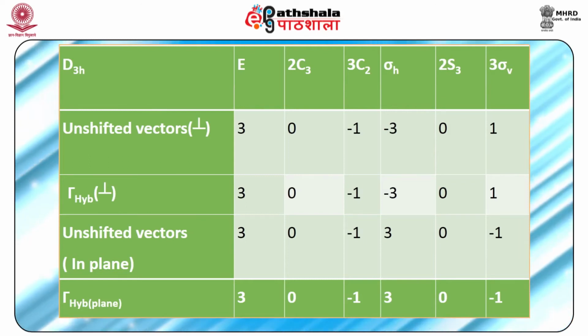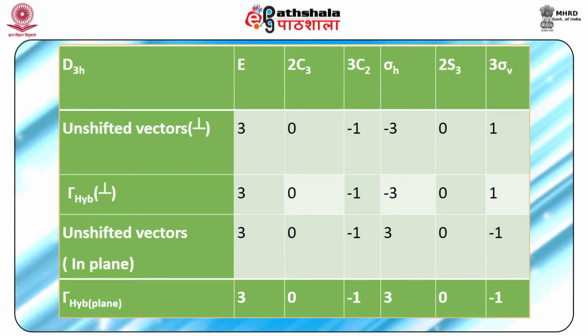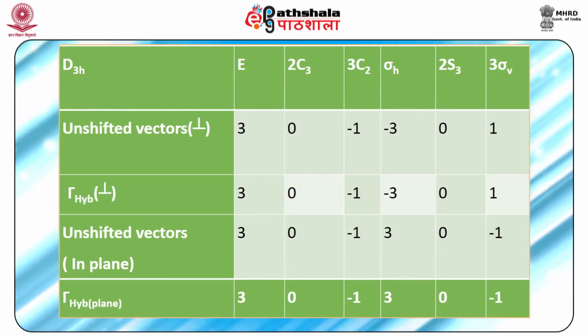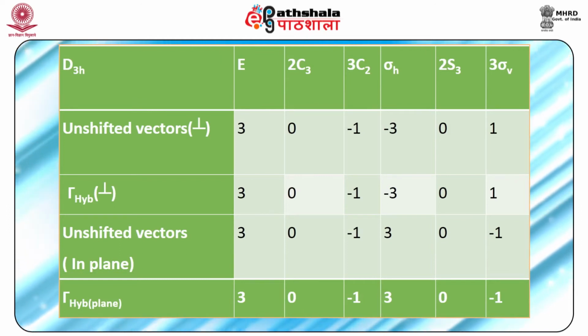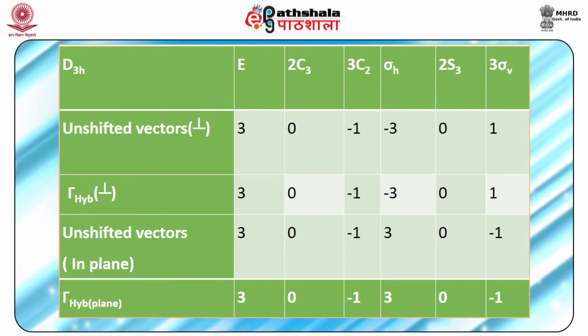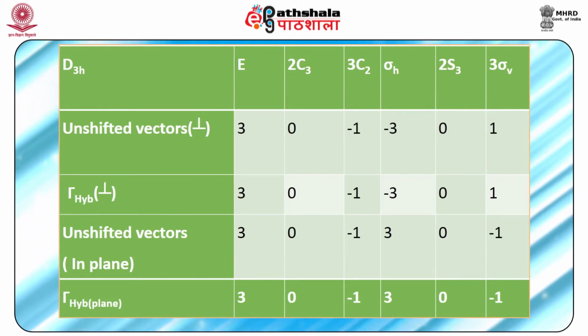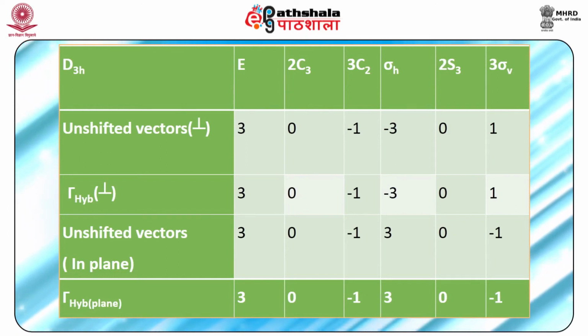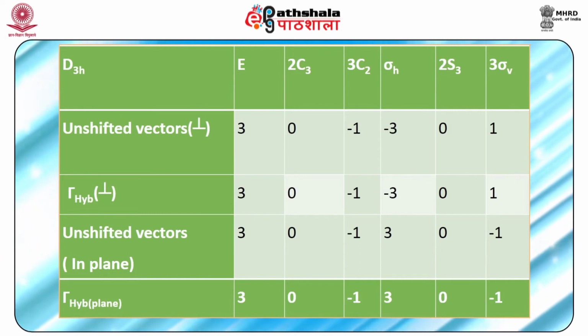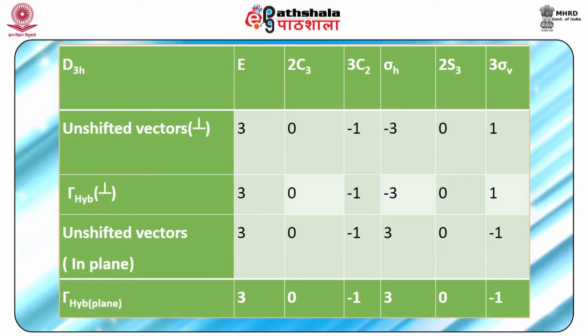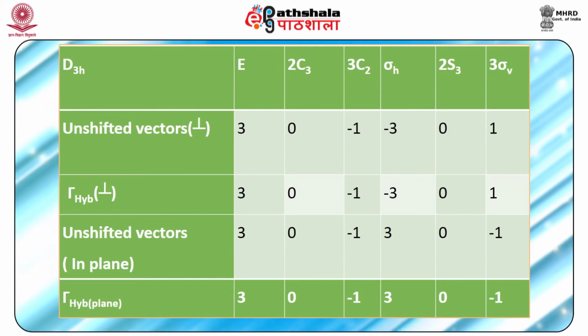Unshifted vectors in plane: similarly, I take the effect of the C3 operation on these vectors which lie in the plane, and also all symmetry operations of the D3h point group. Earlier we have taken perpendicular, now I take the planar one like this, and these effects are summarized as 3 0 minus 1 3 0 minus 1, and tau hybrid in plane is 3 0 minus 1 3 0 minus 1.